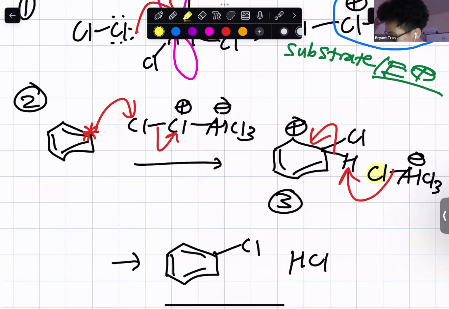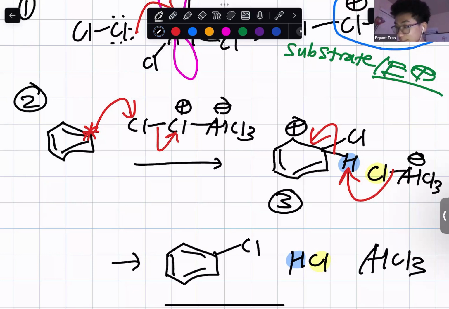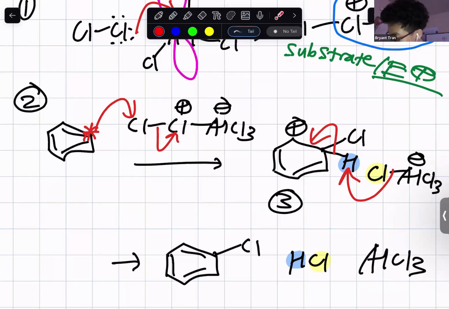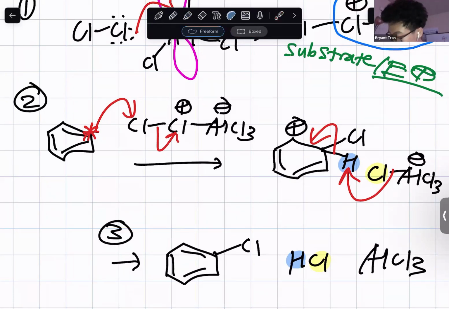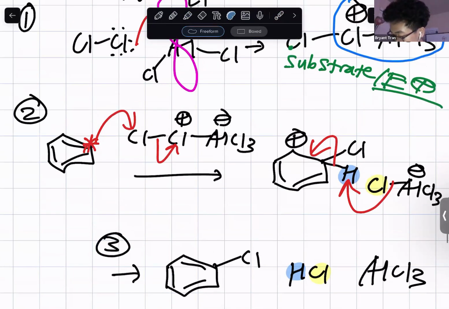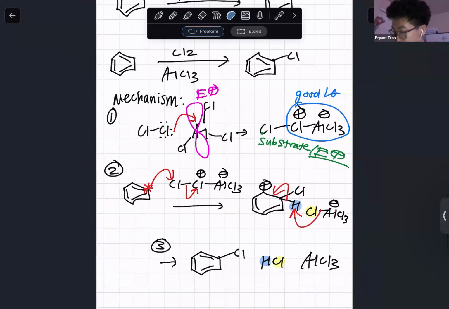If I highlighted that chlorine in yellow, that's that chlorine in yellow right there. This blue hydrogen is that blue hydrogen right there. And we reform our metal catalyst AlCl3 right there. Right? That's why this is called a metal catalyst, because it gets reformed in the mechanism. So that is the mechanism for halogenation right there. Any questions on this mechanism? On either the first step, second step, or third step?